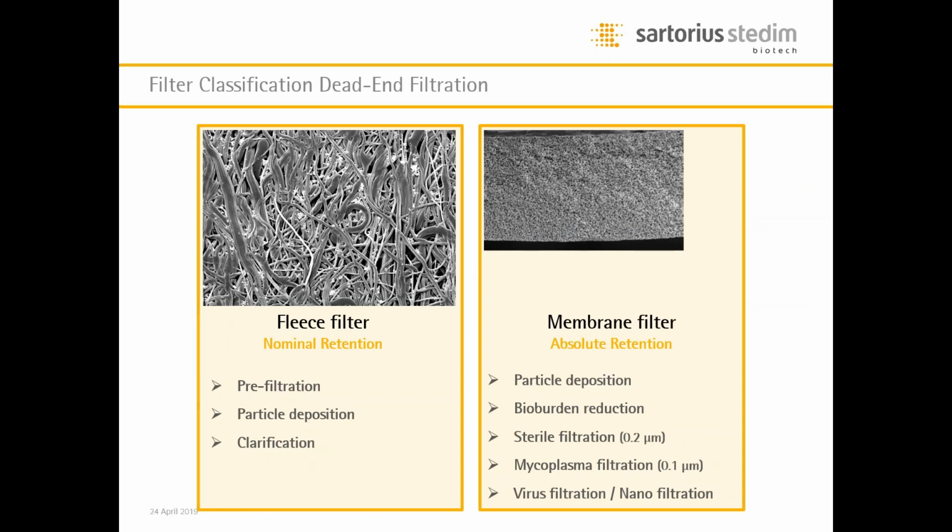Even when we talk about dead-end filtration, we have to distinguish between fleece-based filters and membrane filters. Fleece-based filters are really a kind of fleece arranged in a three-dimensional mesh. Depending on the complexity and the density of the different fibers put together, you get a certain nominal retention, as it's called. This kind of fleece filter can be a polypropylene filter or glass fiber filter, and is mainly used for pre-filtration and clarification steps, and particle deposition. When you want to get rid of a high particle load, this kind of pre-filtration step based on fleece filter technology is really of highest value.